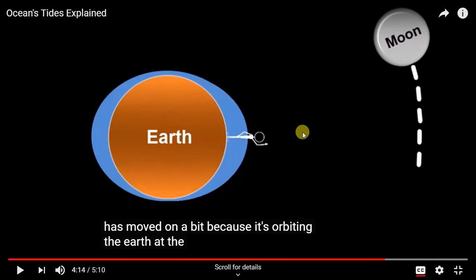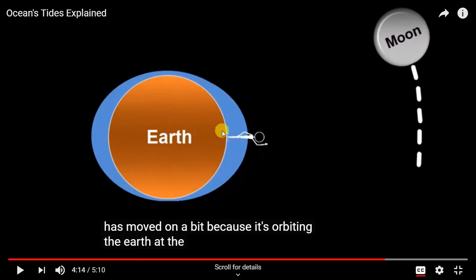Let's say now the first day the high tide was here. The Earth has rotated once and arrived back to the same original position. But here the Moon is not here at this time. Why? Because it has moved a bit. It has moved at the same time because it's orbiting the Earth at the same time. So here we will not have the high tide.